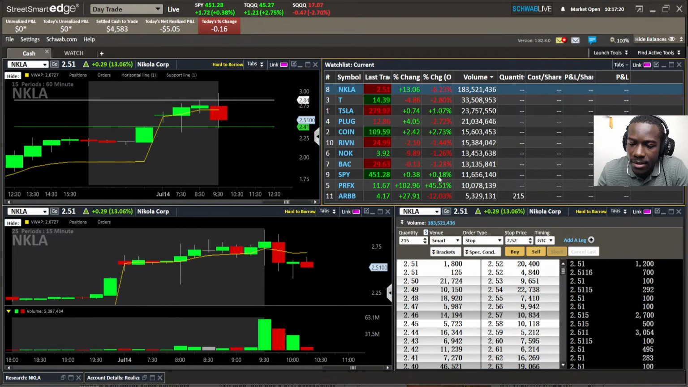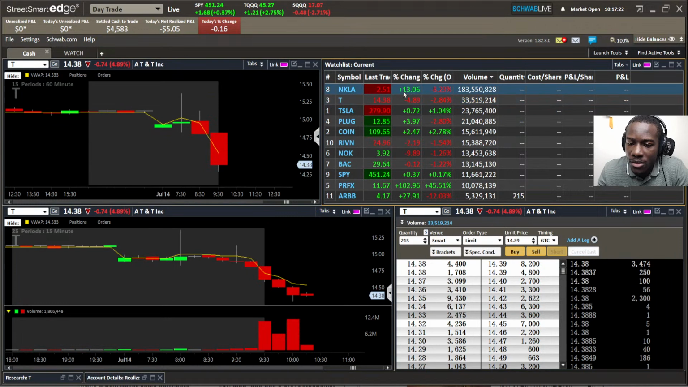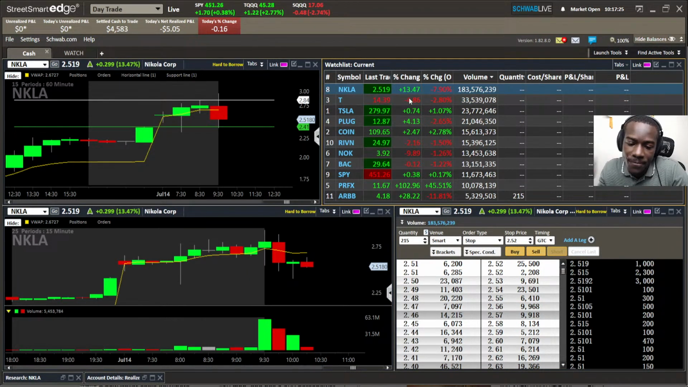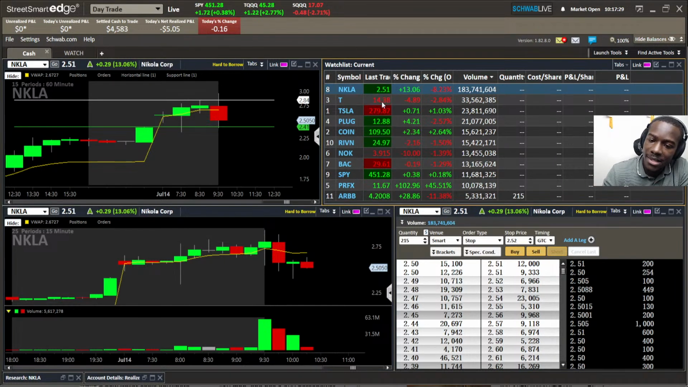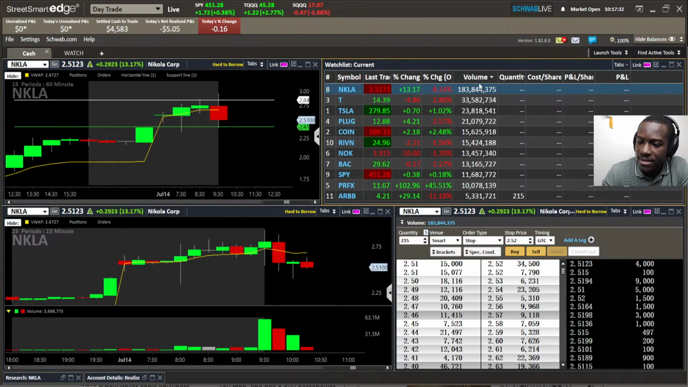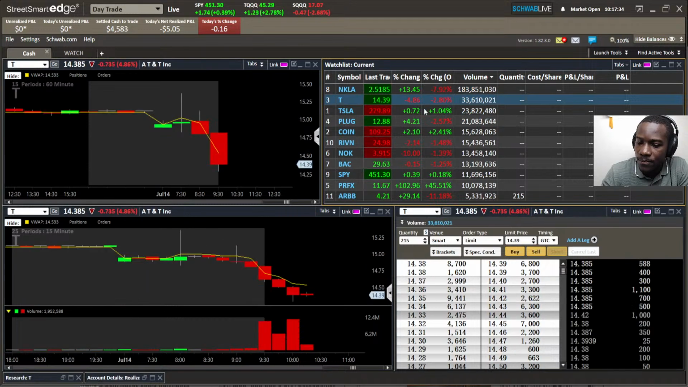NKLA headed on down to the bottom of the ocean, only up 13%. So at this point, if someone was to pull up their scans and they're scanning for high movers, they may not see this one, even though it has so much volume from pre-market.